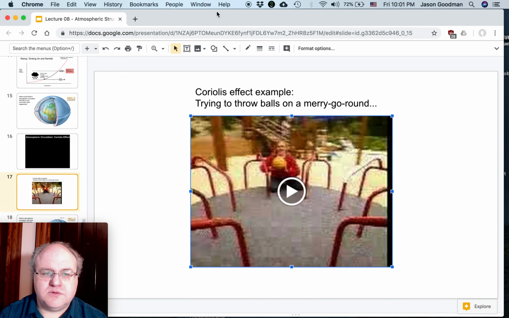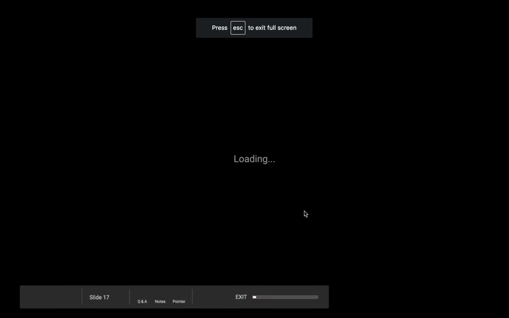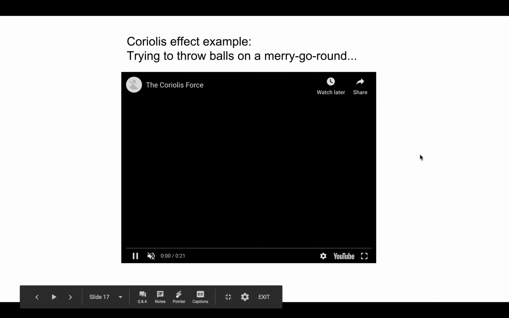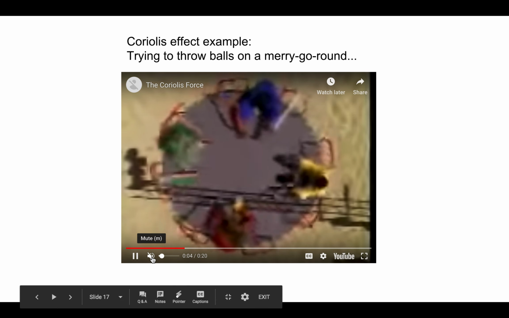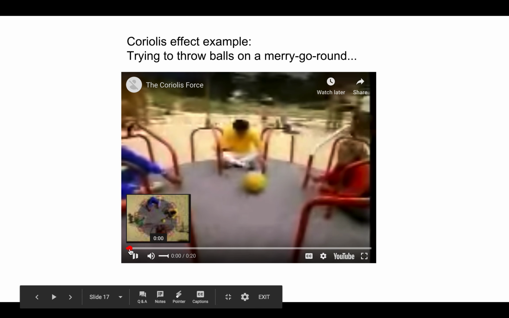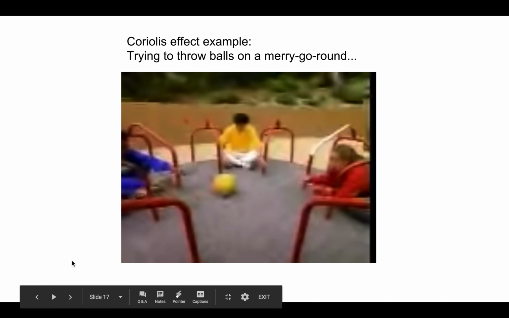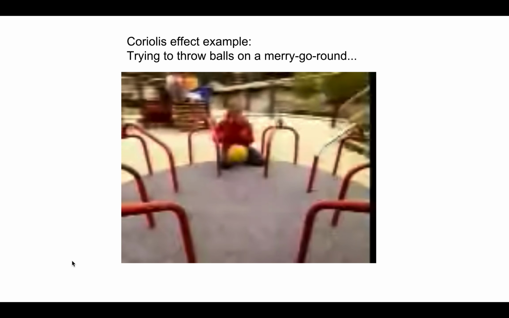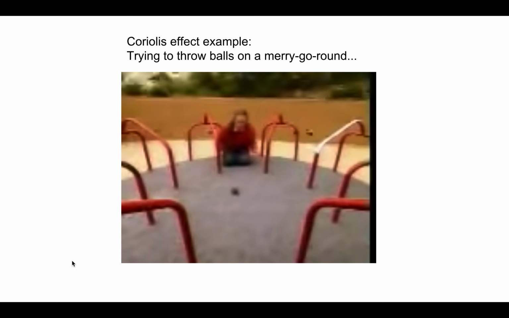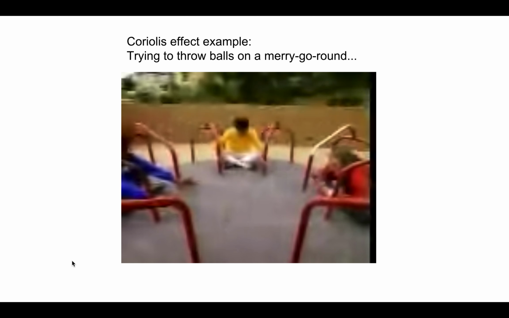To an observer above the merry-go-round, the path of the ball appears straight, while to someone sitting on it, the ball appears to curve to the left. This exemplifies the Coriolis force, whereby to an observer on the rotating Earth, the path of an object appears to be deflected, and this is a result of the Earth's rotation.